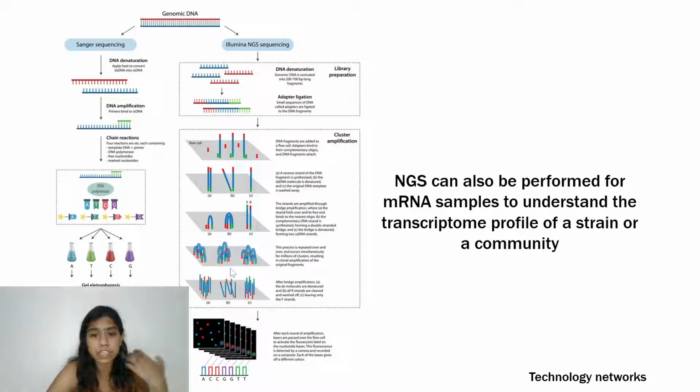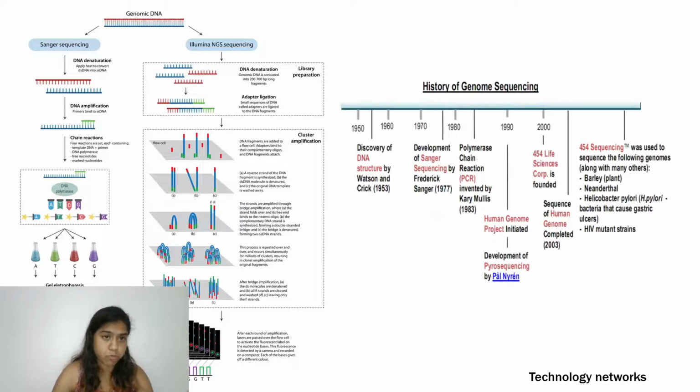But what we need to take home is that next generation sequencing data can be used for mRNA samples to understand the transcriptome. So whatever I've been speaking about is not just for genomic DNA, it could also be done for RNA, where we get the mRNA and convert it into complementary DNA or cDNA and perform all of these techniques on cDNA as well. So all this information can be obtained for the transcriptomic profile of a particular strain or for a whole community, which will be called a metatranscriptome.